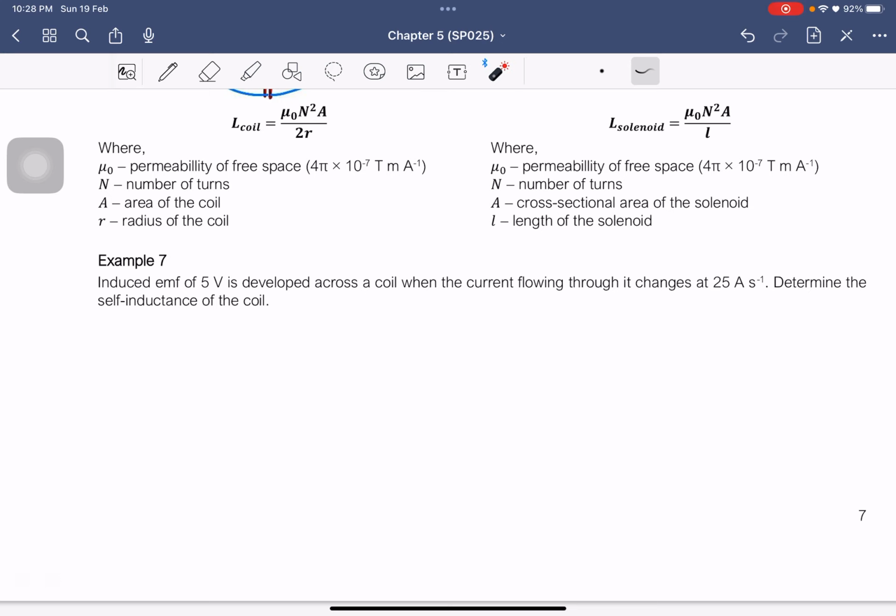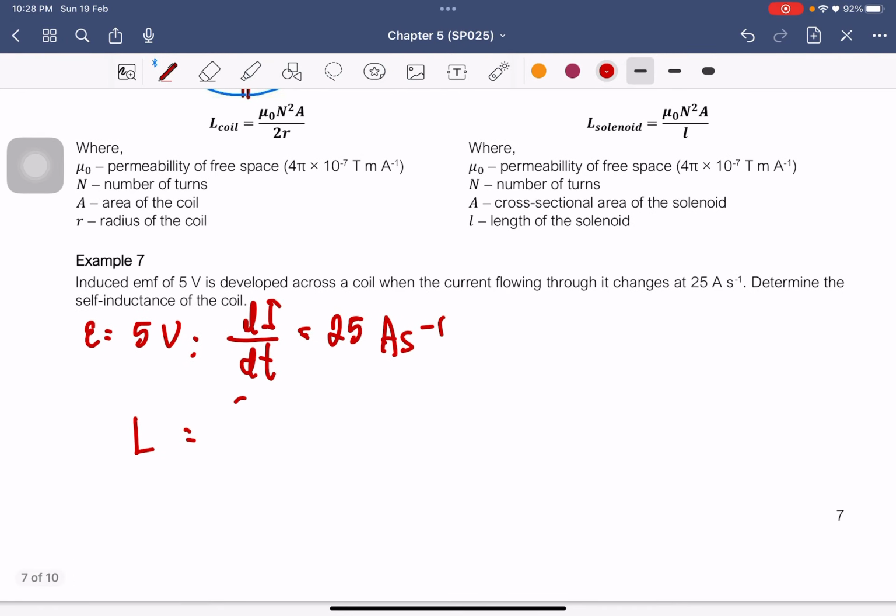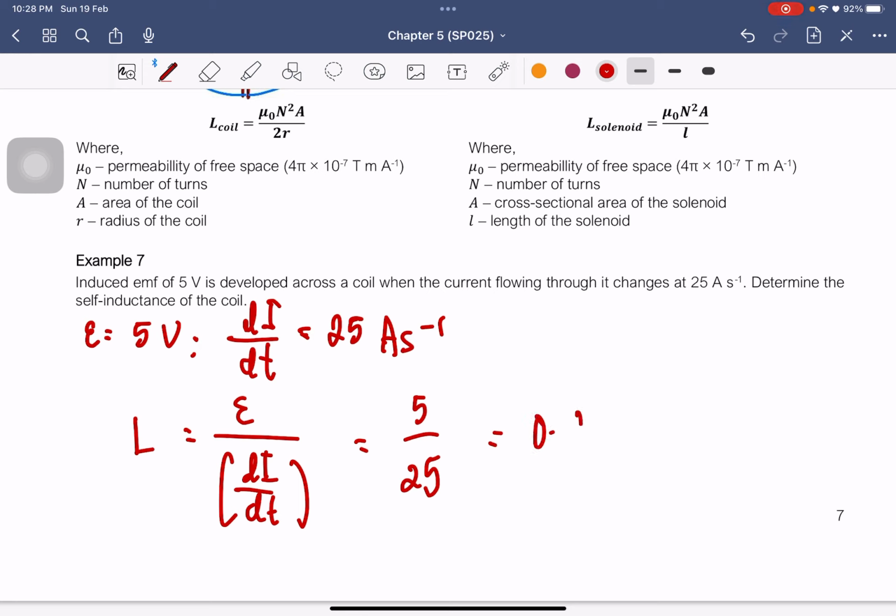So example number 7, we have an induced EMF of 5 volt. Induced EMF is 5 volt developed across a coil when the current flowing through it changes at a rate of 25 ampere per second. So this is the rate of change of current, which is 25 ampere per second. We have to determine the self-inductance of the coil. So we know that L is equal to EMF over dI over dt. So here you just need to substitute, then you will get 0.2 Henry as the answer.